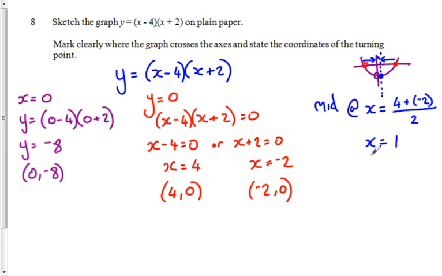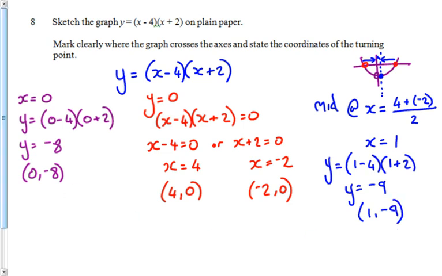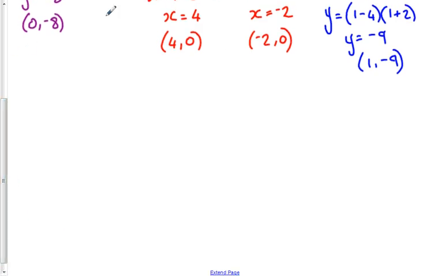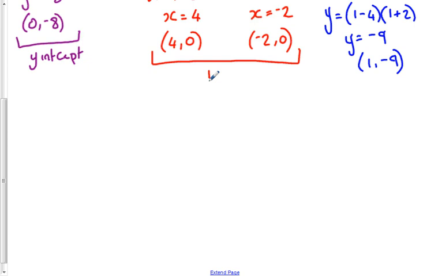We can take that x equals 1 and find where our curve crosses it by substituting it back into the formula. Y equals 1 minus 4 times 1 plus 2. So that's negative 3 times positive 3, so y equals negative 9, which gives us the coordinate 1, negative 9. What we now have is 4 coordinates. We've got a y-intercept, we've got our 2 x roots, and we have our turning point. So we can now plot this.